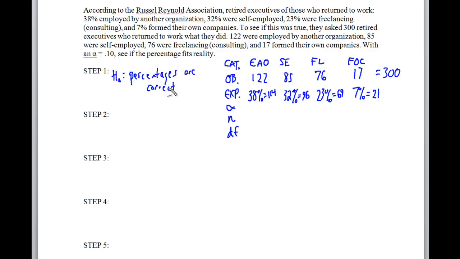Now this is where the book and I differ a little bit, because if you look at the null hypothesis in the back of the book for some of these problems, it will state that the null hypothesis is that 38% are employed by another organization, 32% were self-employed, 23% were freelancing or consulting, and 7% formed their own companies. But understand that's the null hypothesis, basically saying that the percentages are correct. So our alternative hypothesis would be, also kind of shortened here, that the percentages are not correct. So the distribution does not match. Whoa, could my handwriting be better? The distribution does not match.